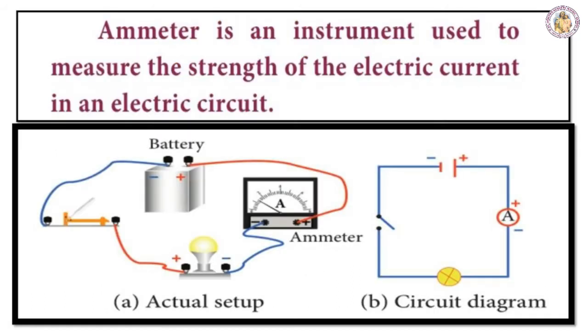So students, which instrument do we use to measure the electric current? That is the ammeter. An ammeter is an instrument used to measure the strength of the electric current in an electric circuit. The ammeter is connected in series in a circuit where the current is to be found. The current flows through the positive red terminal of the ammeter and leaves from the negative black terminal.